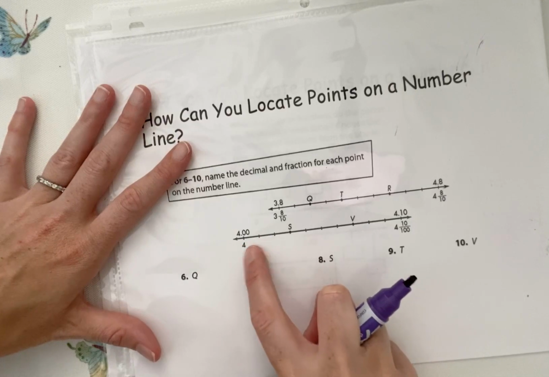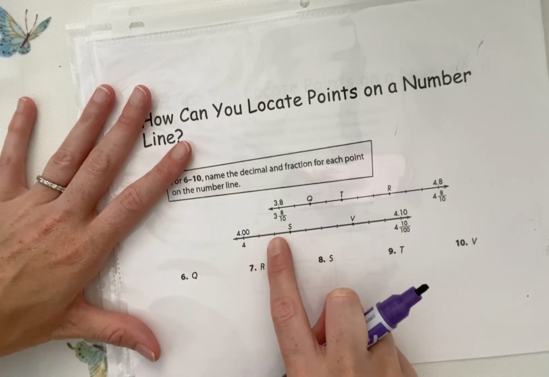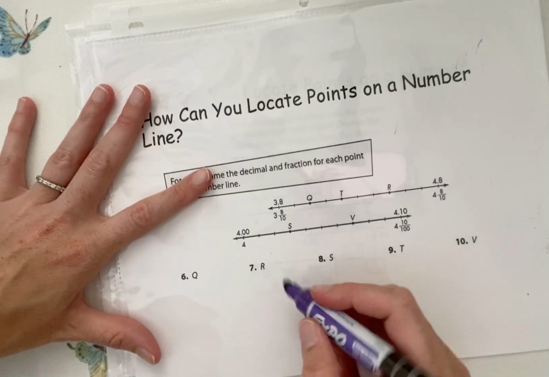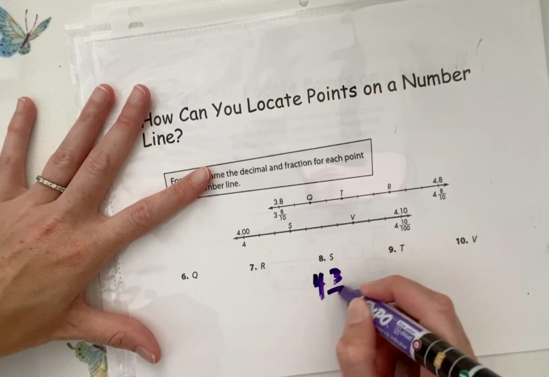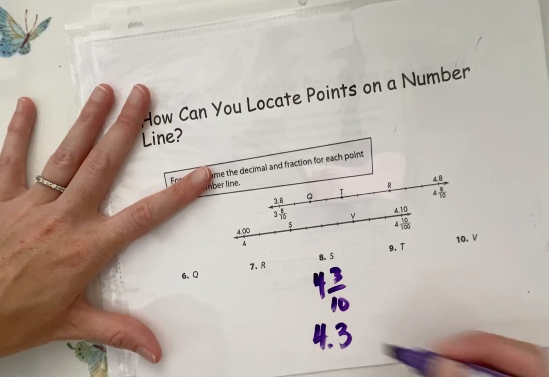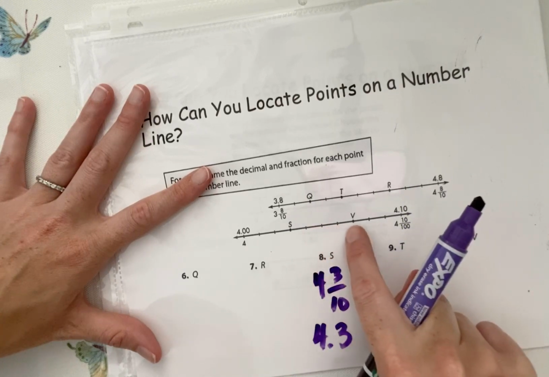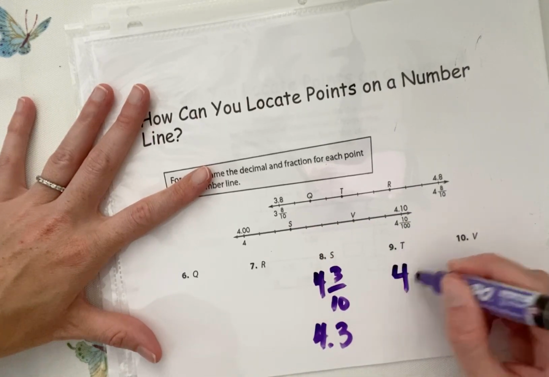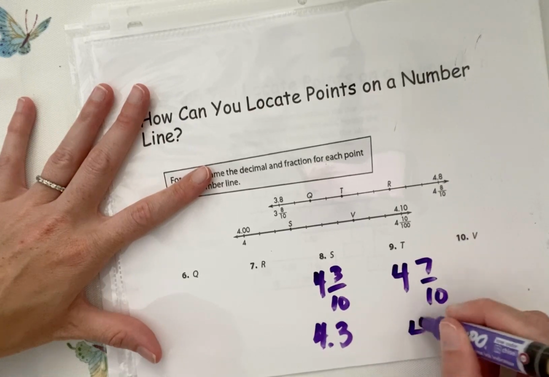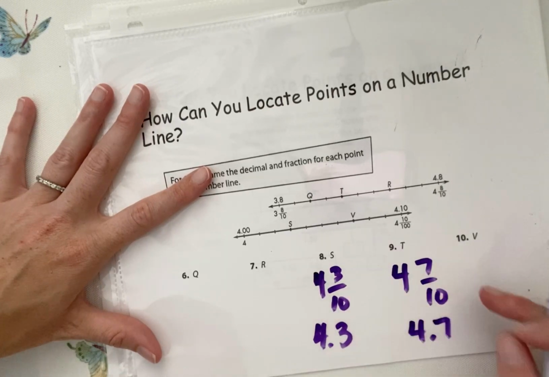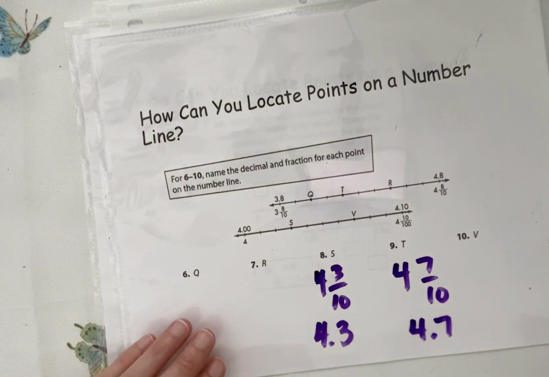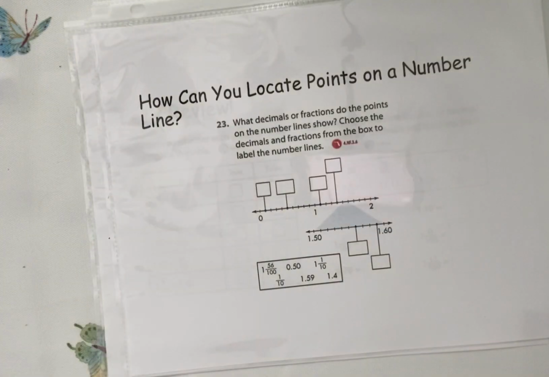S would be 4 and 1/10, 4 and 2/10, 4 and 3/10, or 4 and 3/10, 4 and 4/10, 4 and 5/10, 4 and 6/10, 4 and 7/10, or 4 and 7/10, decimal and fraction. So there was all of these.